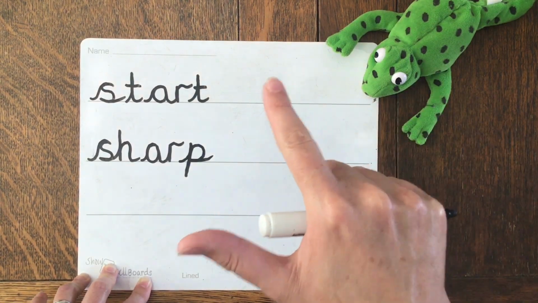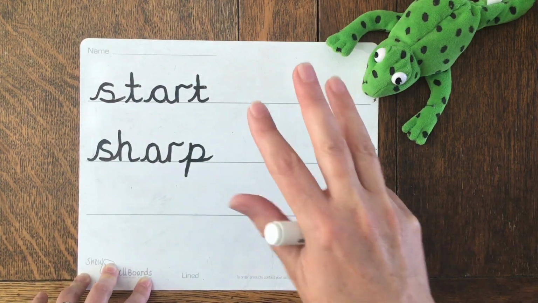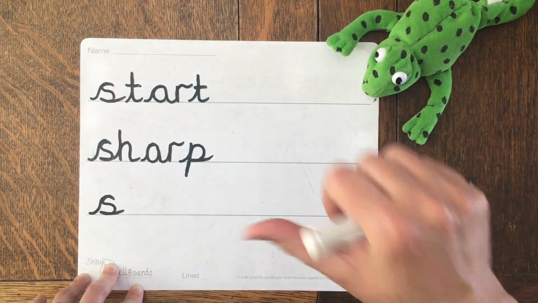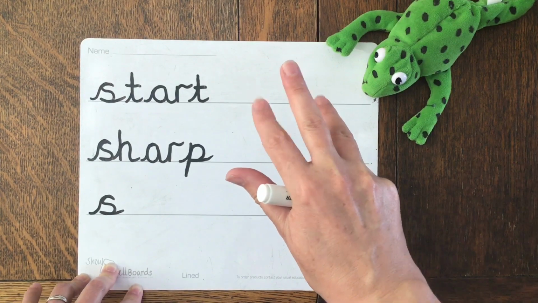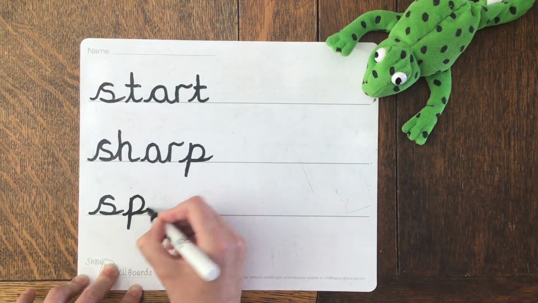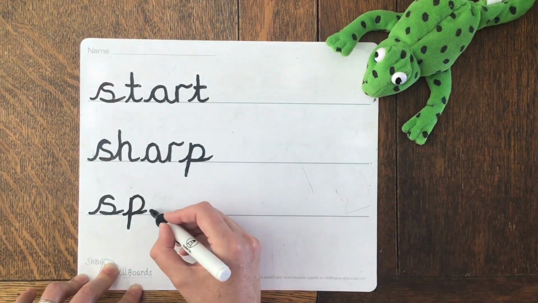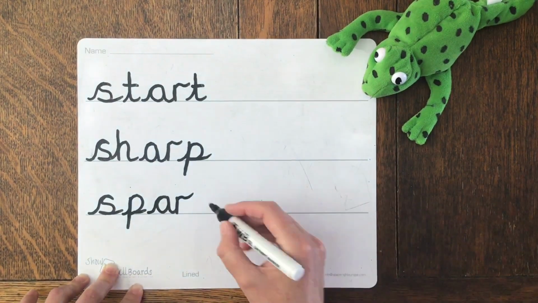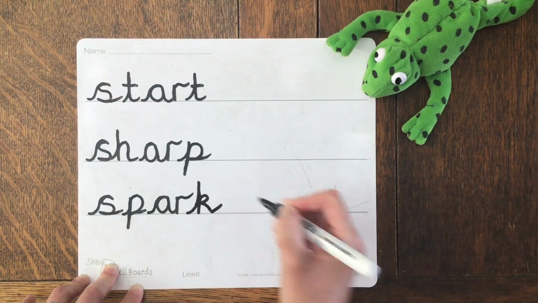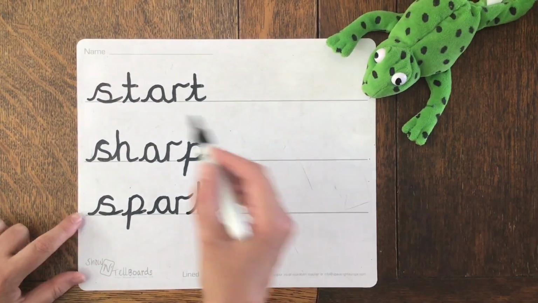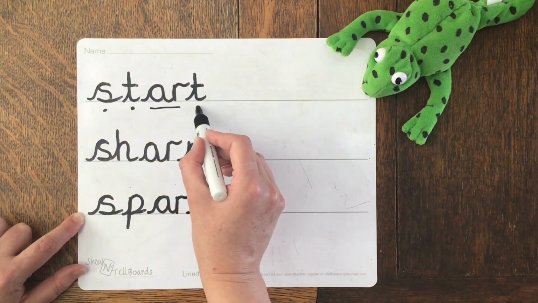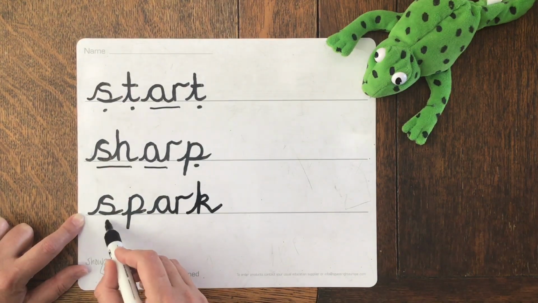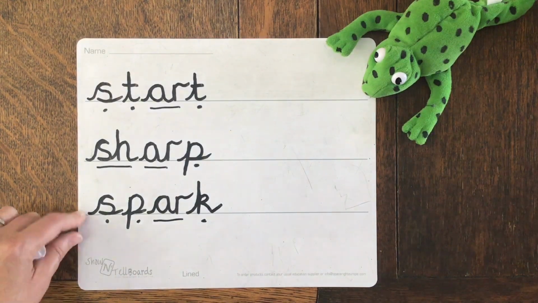Spark. S-p-ar-k. Ooh, four sounds in this one. First sound, s, then I need a p, p, p, ar. Sp, ar, and it's the kicking k, the kangaroo. It's at the end of my word. Spark. Let's add our sound buttons. S-t-ar-t. Start. Sh-ar-p. Sharp. S-p-ar-k. Spark. Well done, everyone.